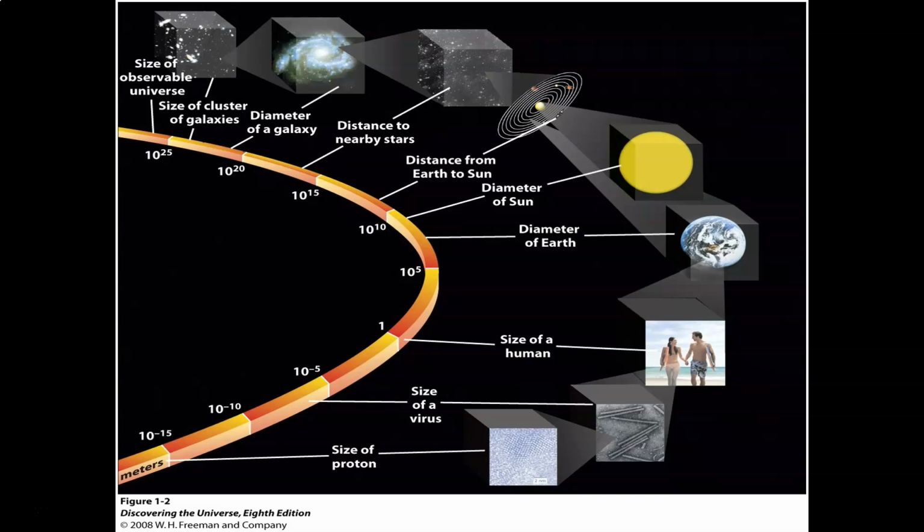As you go farther out from the Earth into the universe and past the solar system, we can see that 10 to the 15th is the distance to the nearby stars. The closest star system to the Earth, the Andromeda galaxy, is 4.2 light years away, which means it's 4.2 years away from us. Then the diameter of the galaxy, as you can see, is 10 to the 20th. And then as you go out, you can see the size of the observable universe and clusters of galaxies.